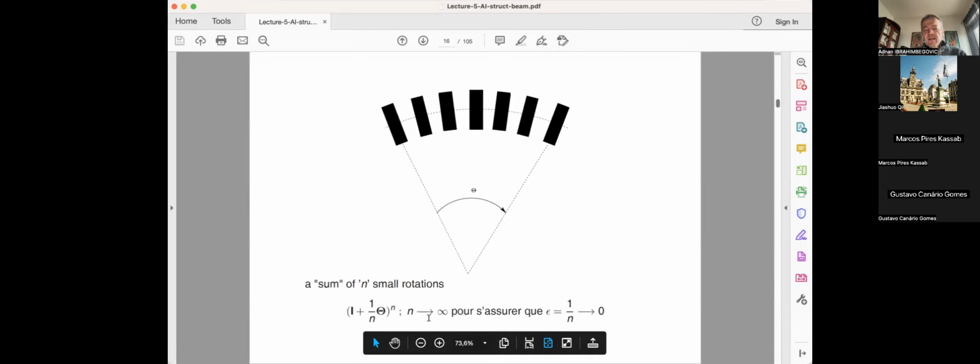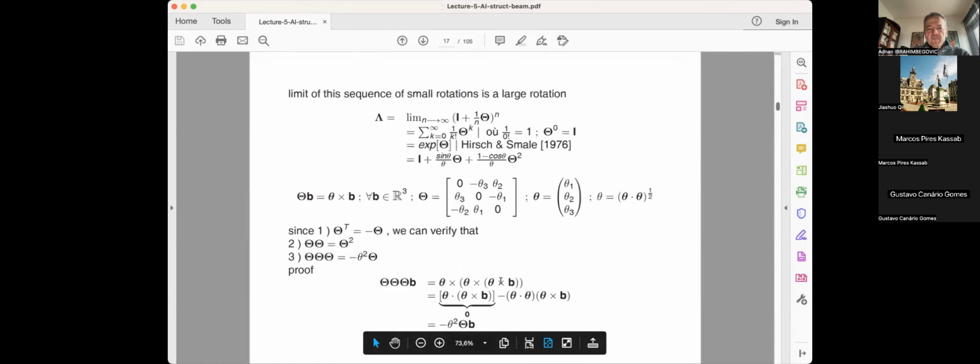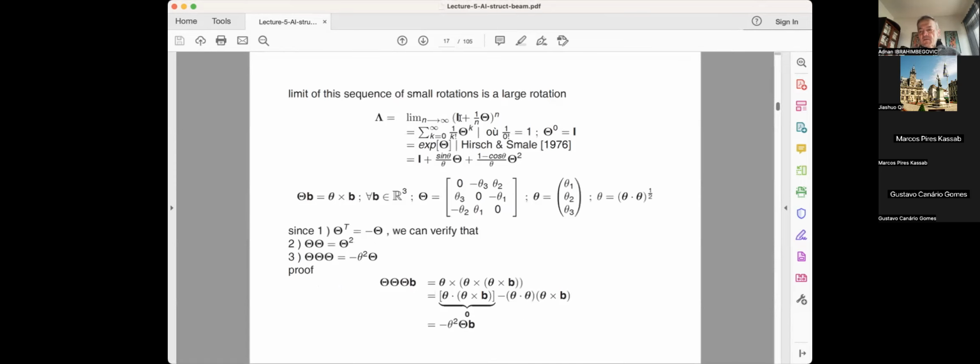And then basically, if you let n go to infinity, that means little epsilon, which is 1 over n, goes down to 0, you can have the exact solution of this type of result. Namely, what you do there, you have this so-called exponential mapping formula, where the skew-symmetry of theta is really the advantage to get the closed form solution.